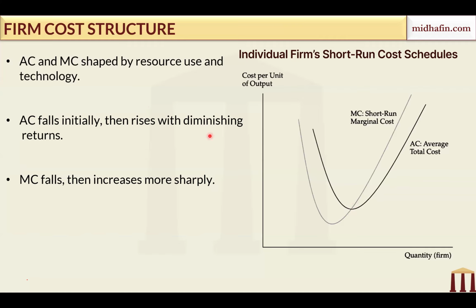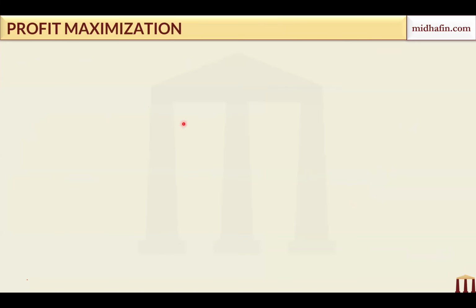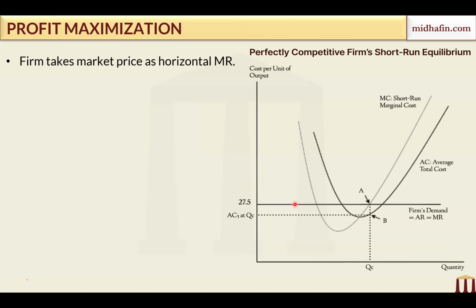Okay, fine. Now, when we talk about profit maximization, we know that the firm is going to take the market price as the horizontal marginal revenue. Now, profit maximization happens when marginal cost is equal to marginal revenue. MR is equal to MC, or MC is equal to MR. Okay, and this is the point. This is the marginal cost curve. This is the marginal revenue curve, which was the price curve, right? 27.5. The same thing. P was equal to AR equal to MR.